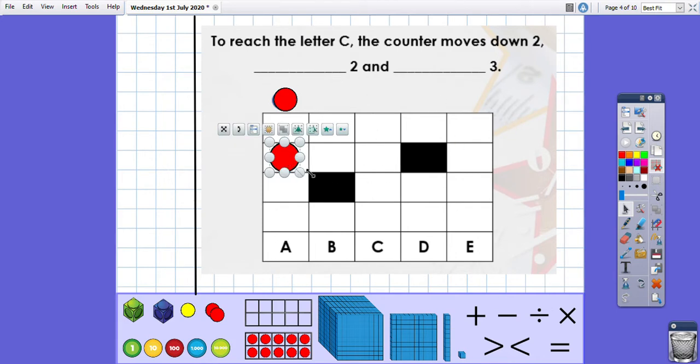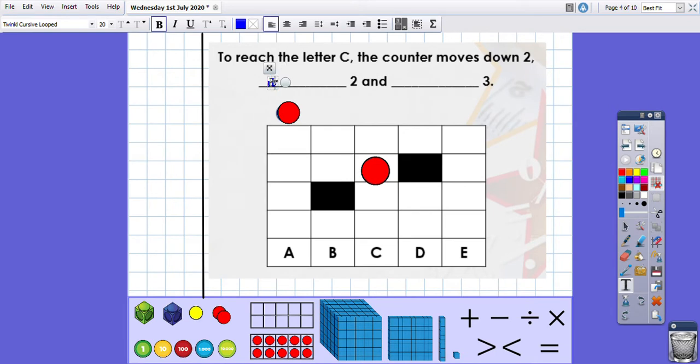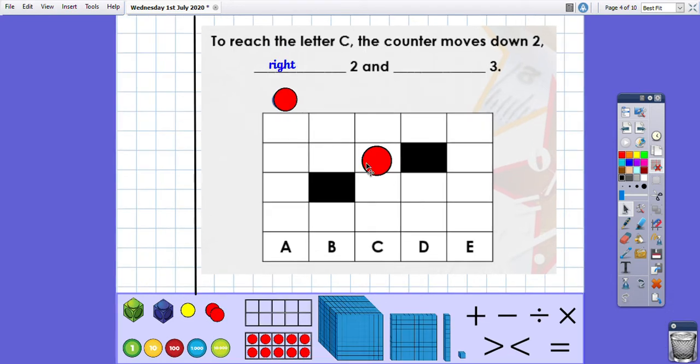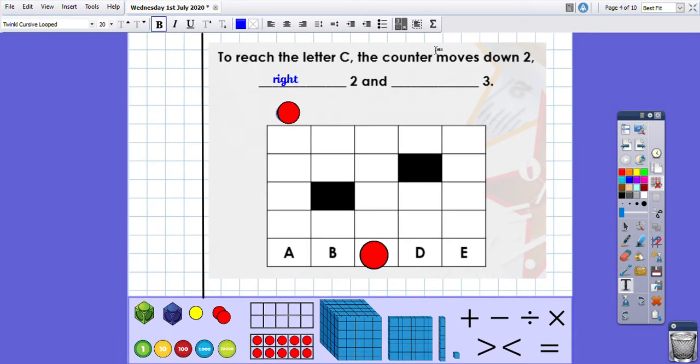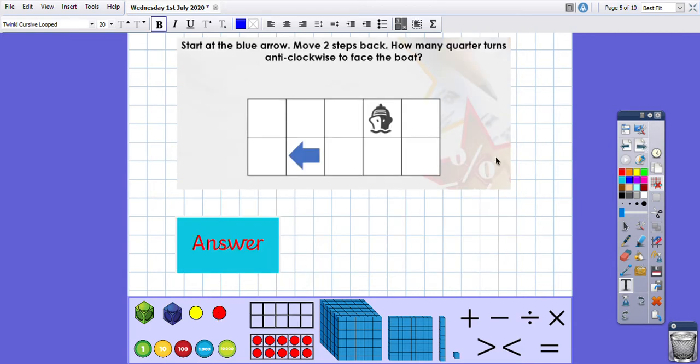Now which direction does he have to go? What way is this? Use your hands. He has to go right 2. So in this gap we would put right. And then he needs to go down 3. Well done if you spoke about that with somebody at home or worked it out yourself. Okay, well done because that's quite tricky.